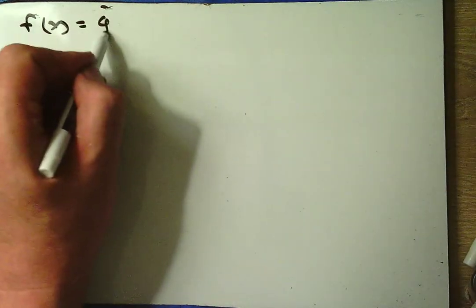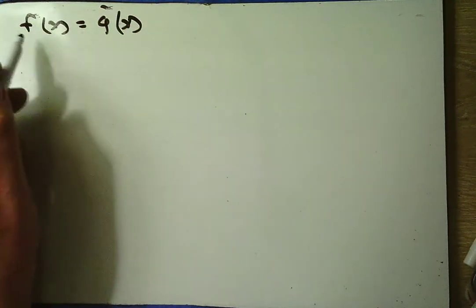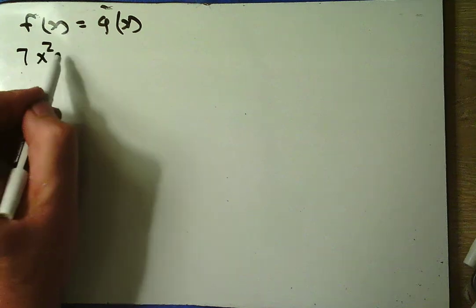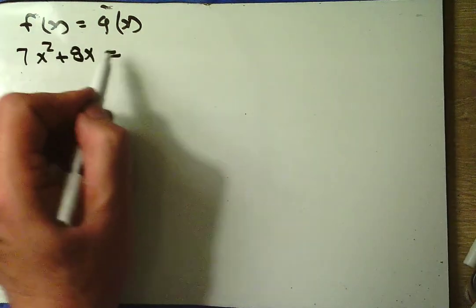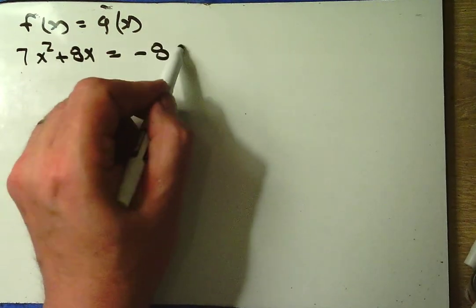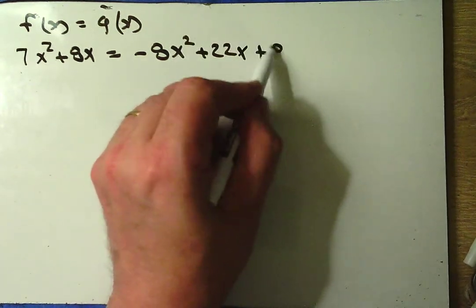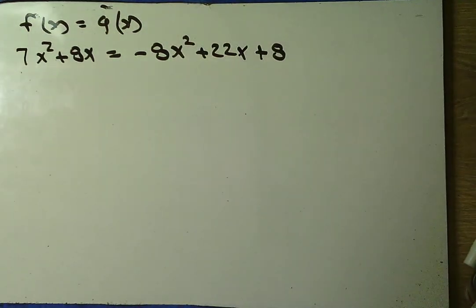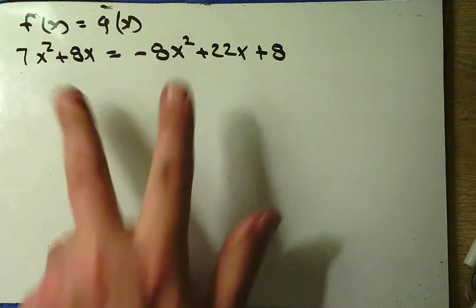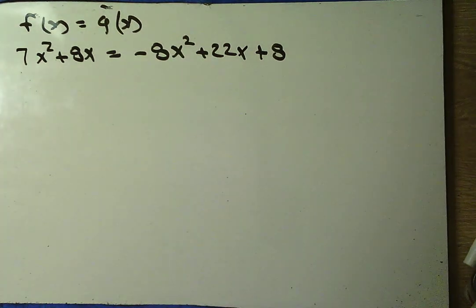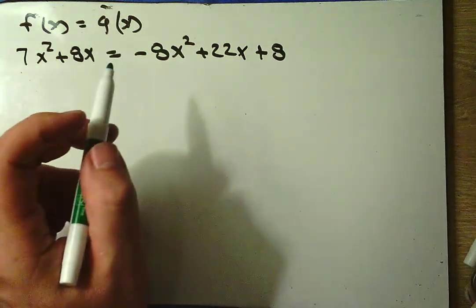Okay, problem number 7. On the back side, we're looking for when f of x equals g of x. We're told that f of x is 7x squared plus 8x. We're told that g of x is negative 8x squared plus 22x plus 8. Again, because these are quadratics and I need to solve this equation, I'm going to move everything onto one side.